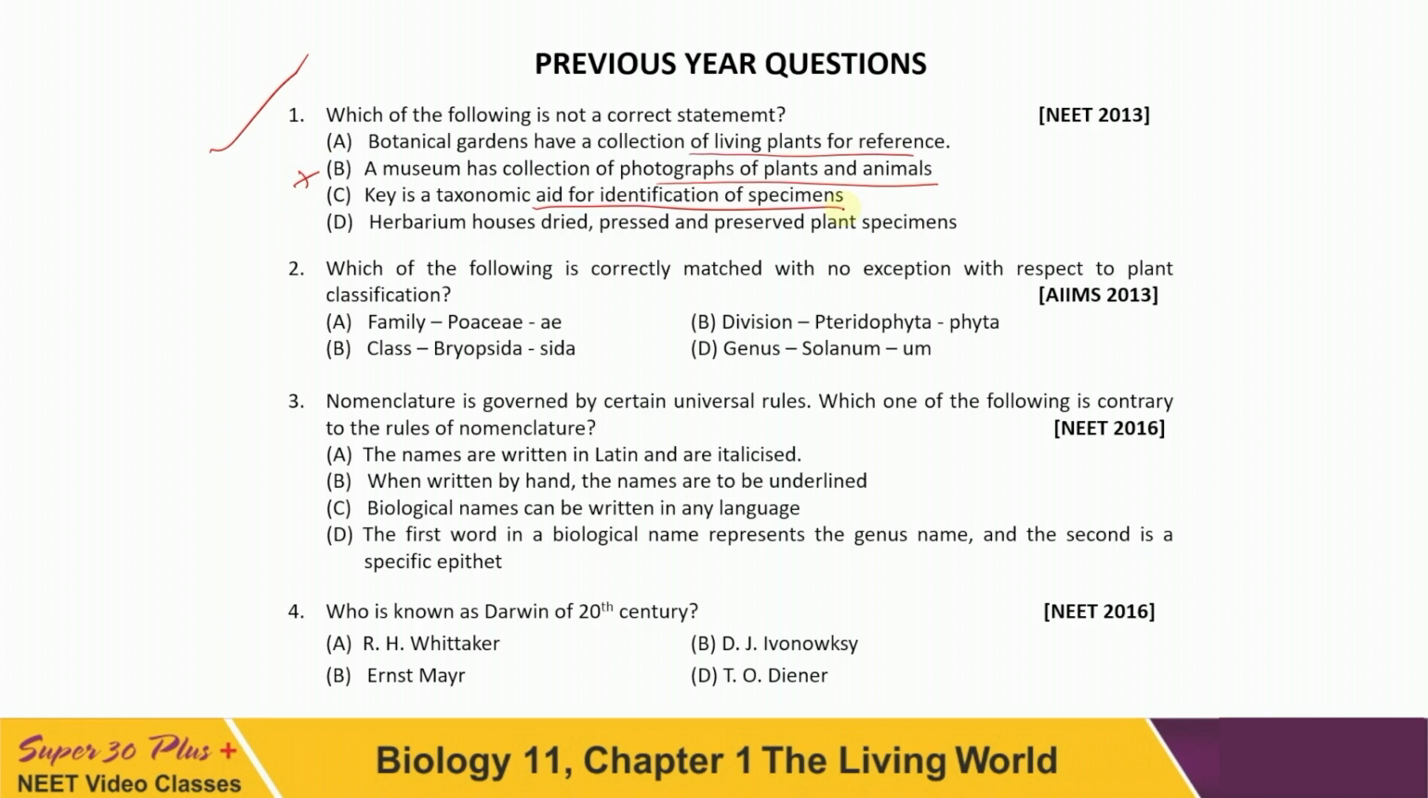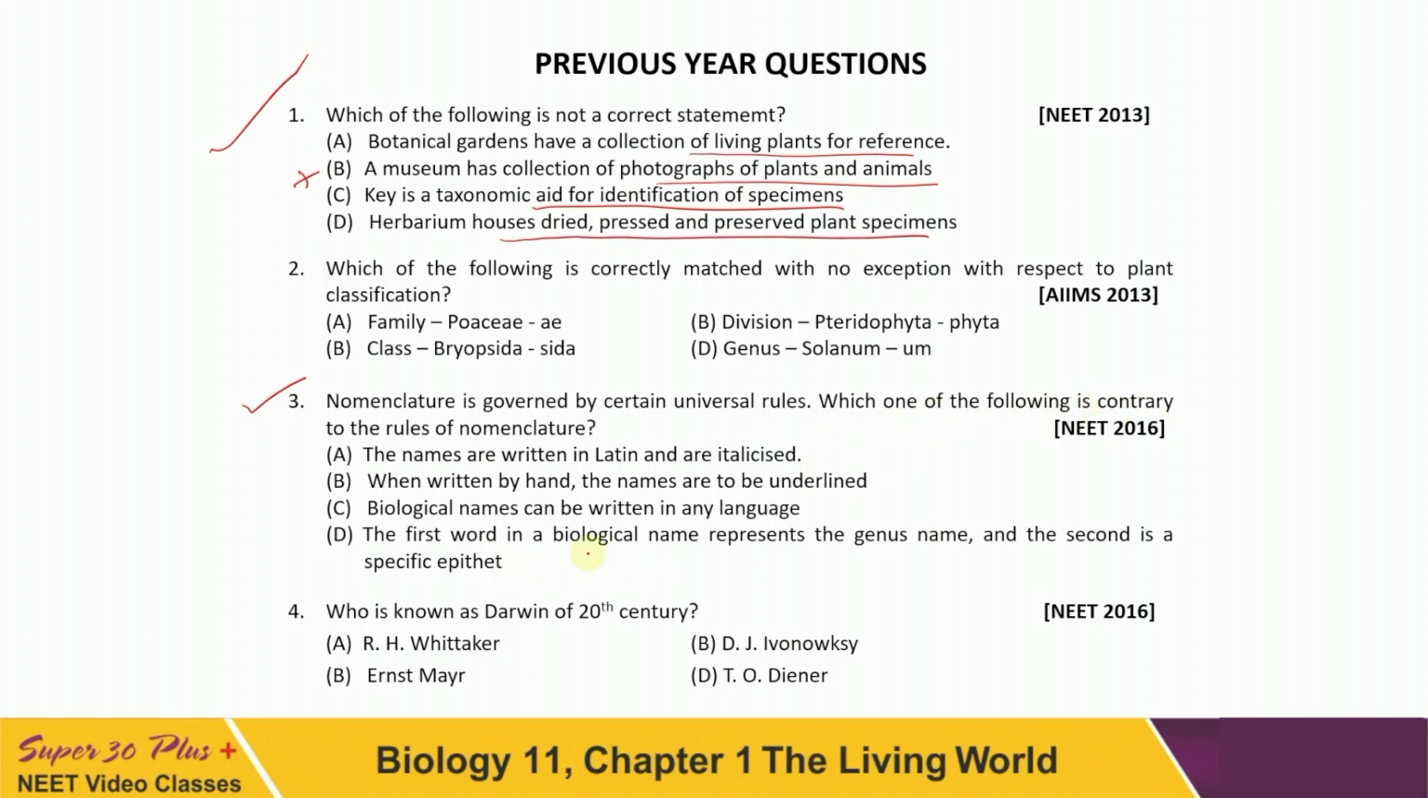Key, definitely this is there. Herbarium, that is okay. Come to the next one now. See this question. Nomenclature is governed by certain universal rules. Can you do it on your own? You have to do it. Which of the following is contrary to the rule? You can find it out.